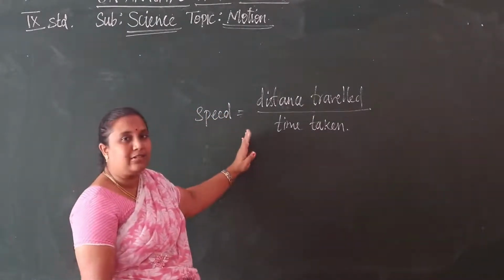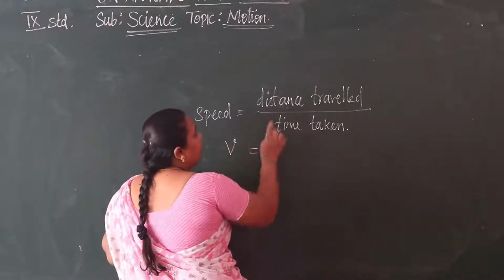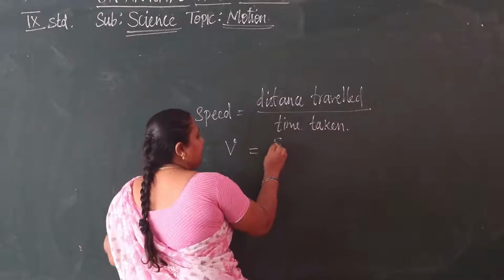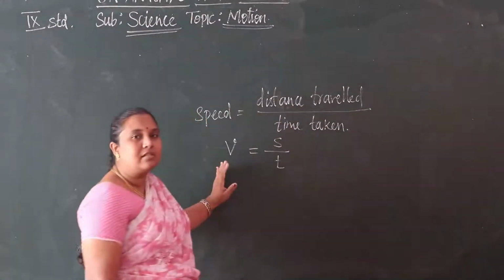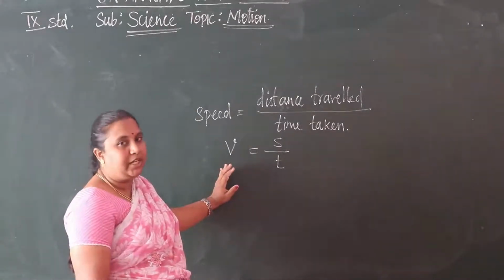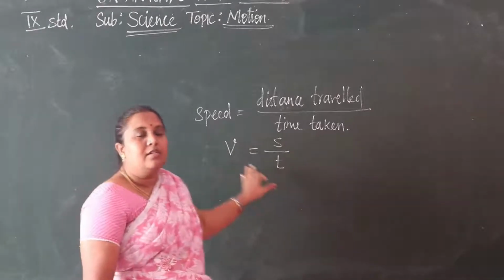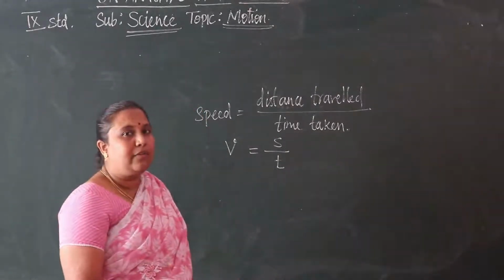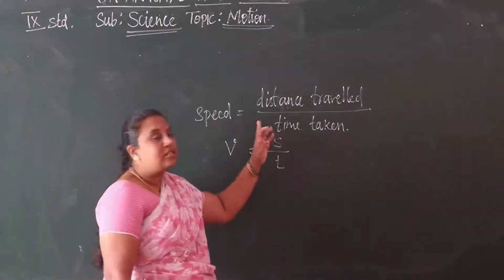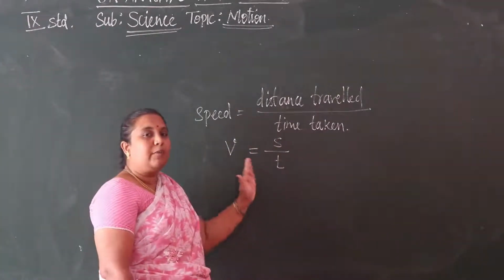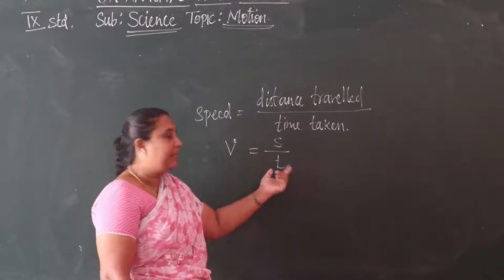So how do we calculate this? How do we write the formula? Speed V equals distance traveled divided by time taken T. So V equals S by T. That is how to calculate the speed of a vehicle or your body: the distance traveled as the body moves from one place to another, divided by the time taken.